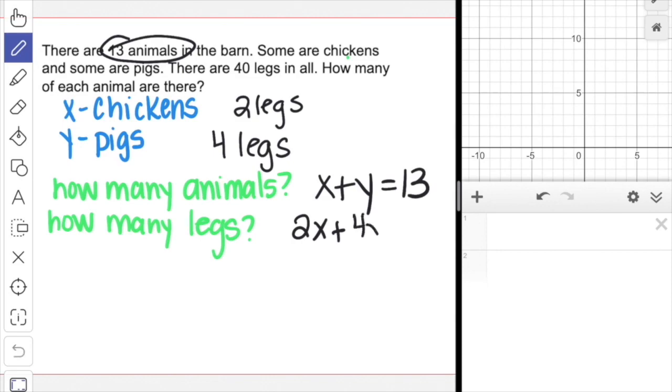So this is going to be 4y. And it says that there are 40 legs in all, so that's going to be 40. Now, they want us to figure out how many of each animal there are, so we're going to solve for x and y.